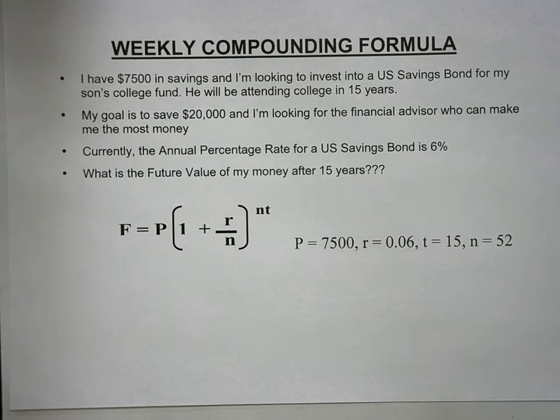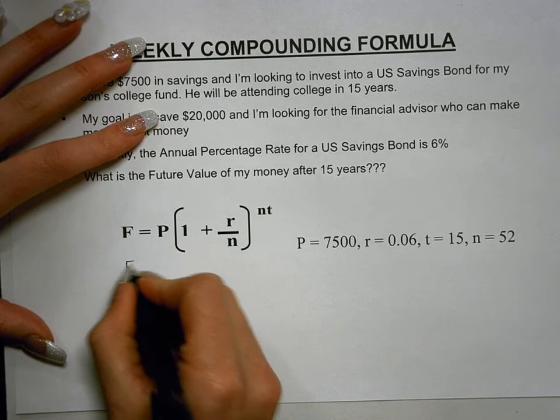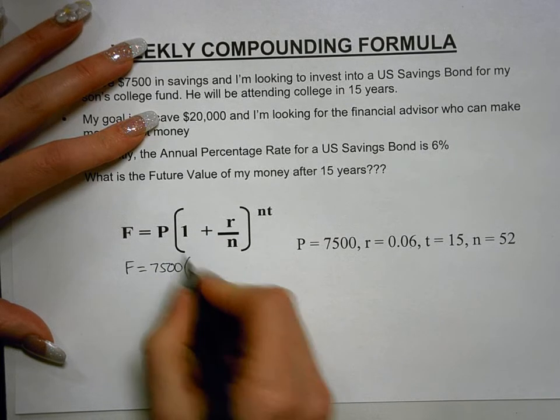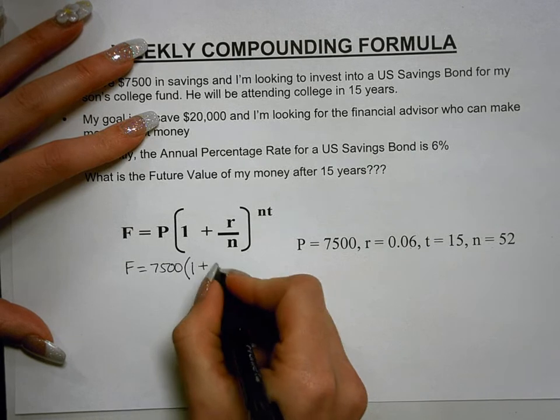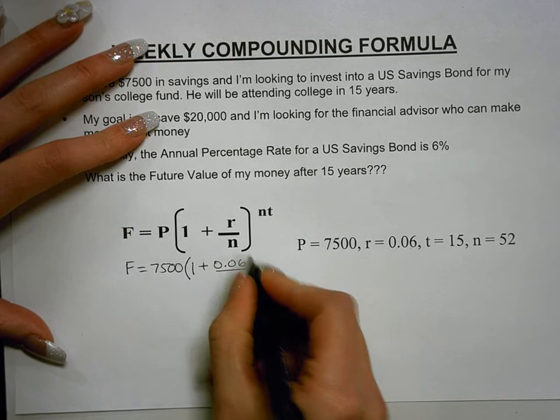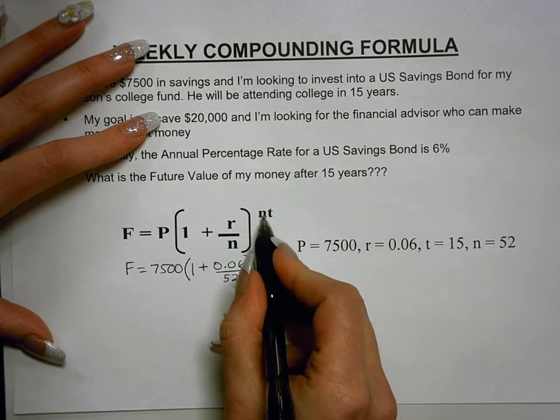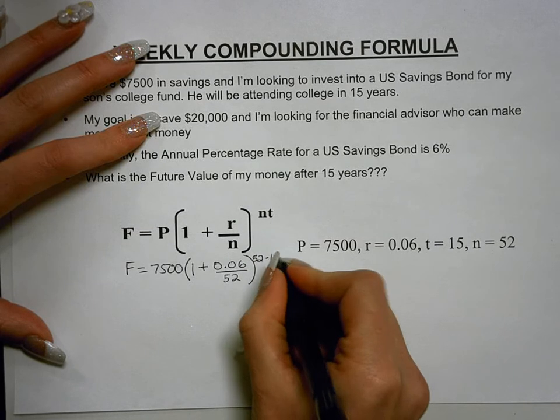So the next thing I'm going to do is just go ahead and input all of these values into my general compounding formula. So F, that's what I'm trying to determine, the future value of my money. So I'm going to rewrite F equals P, which is 7,500, multiplied by the quantity 1 plus the rate 0.06, divided by N equals 52, all raised to the N, 52, times T, which is 15.